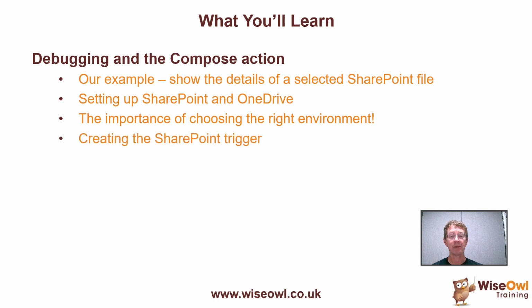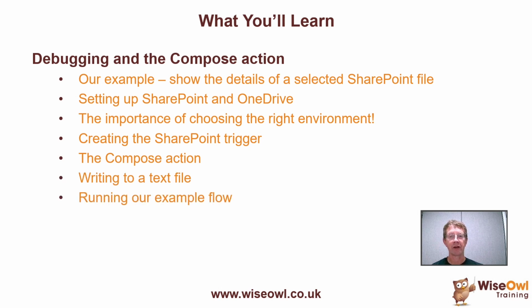We'll look at creating the SharePoint trigger to make our flow run, adding a compose action to bring the information together, and then writing it out to a text file. We'll then run the example flow by selecting a file in SharePoint, and then we'll look at debugging, which isn't strictly possible, hence the quotation marks, in Power Automate, but we'll see how you can get around that.